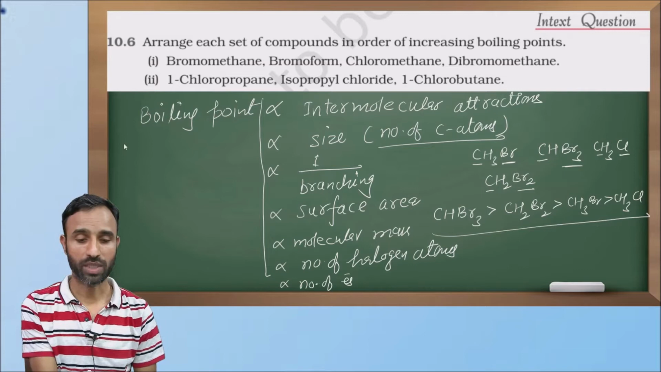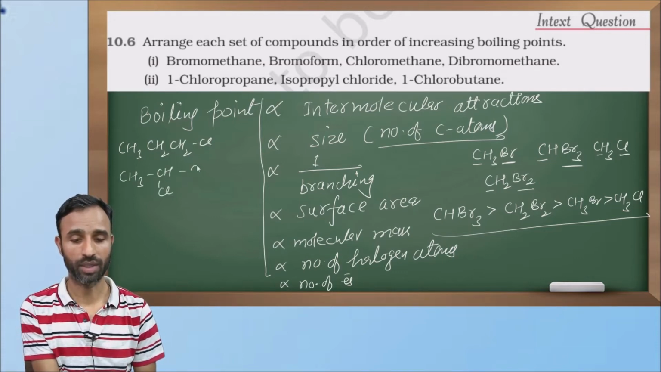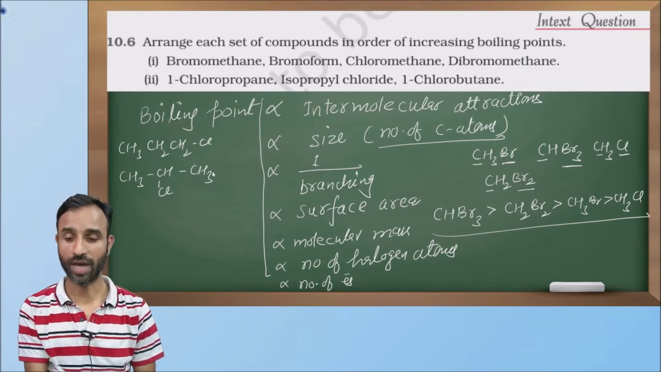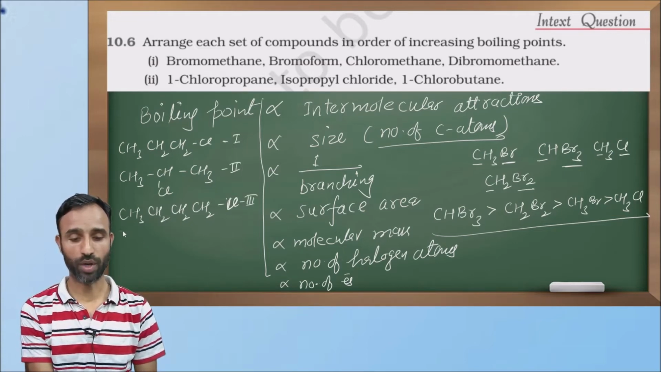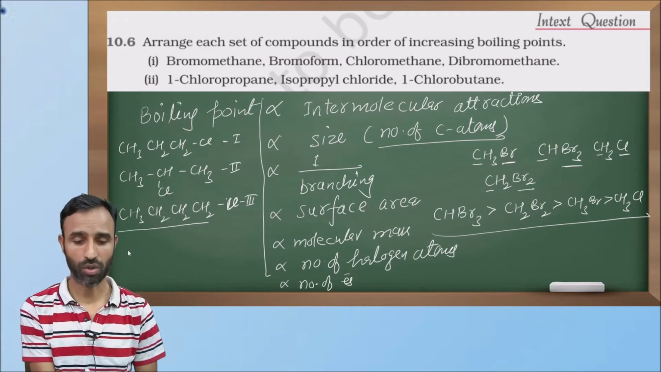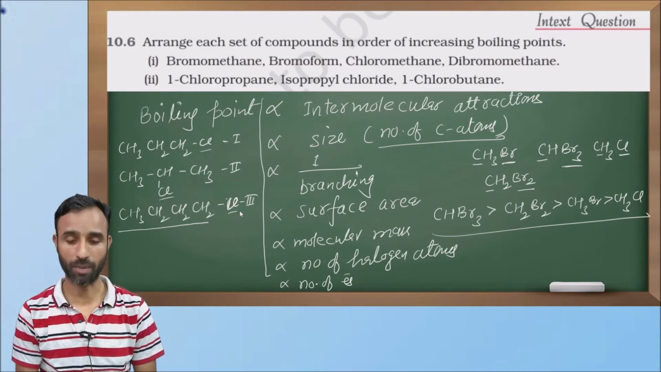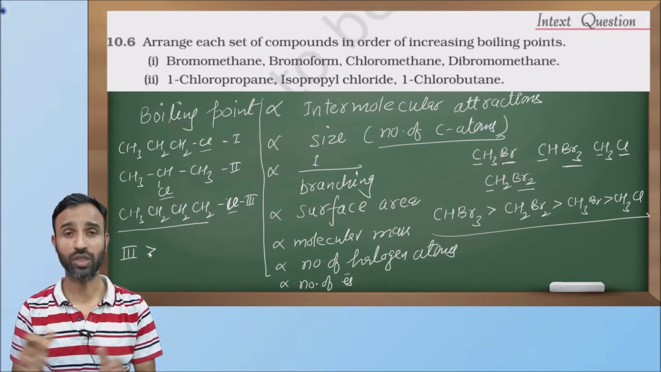Second one, first is 1-chloropropane. Second one is isopropyl chloride. It is also called 2-chloropropane. And the last one is 1-chlorobutane. So tell me, which one has the highest boiling point? The one with more number of carbon atoms. Obviously it has higher molar mass as well, because all of them have 1 chlorine only. So we compare with the number of carbon atoms. So the third has the highest boiling point because it has large surface area.